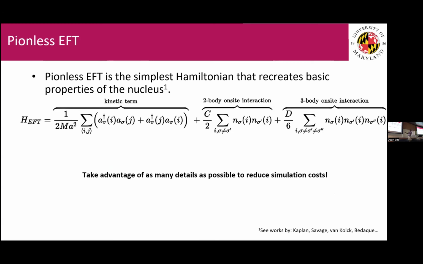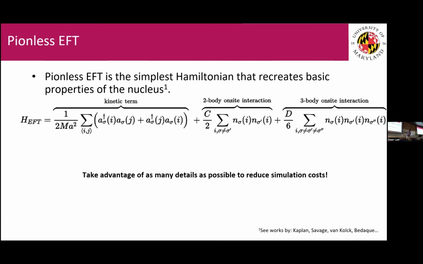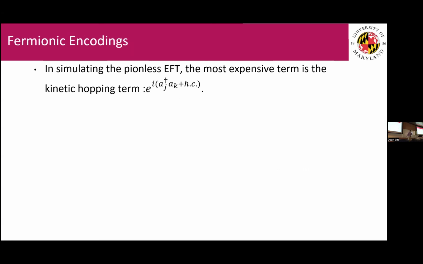So what we want to do is take advantage of as many details as possible of this Hamiltonian to do our quantum simulation task and speed up as much as possible. If you look at the details of our quantum simulation algorithm, it turns out that by far the most expensive term to implement is the kinetic energy hopping term. This term, the kinetic energy, has a nearest neighbor hopping between nucleons of the same type, represented by this unitary operator, e to the i a dagger a.